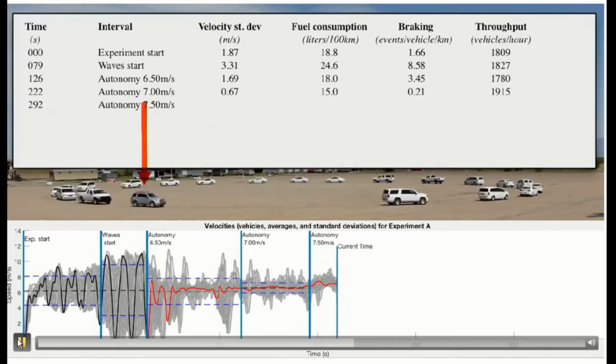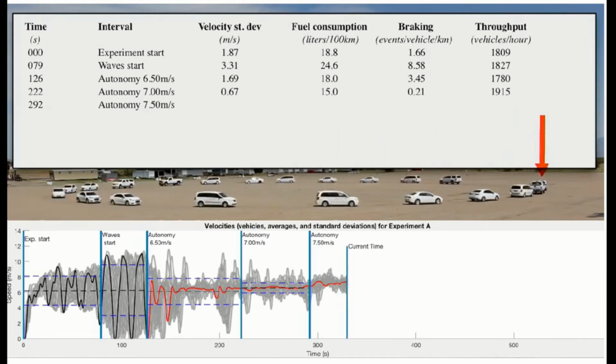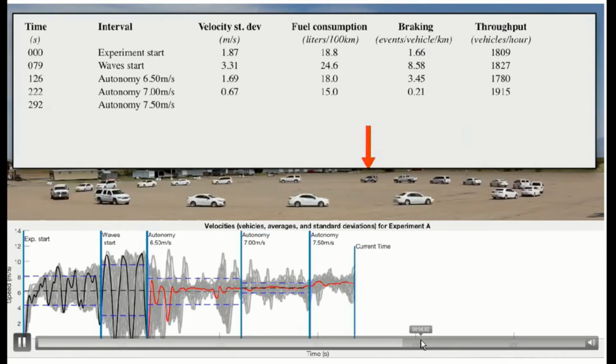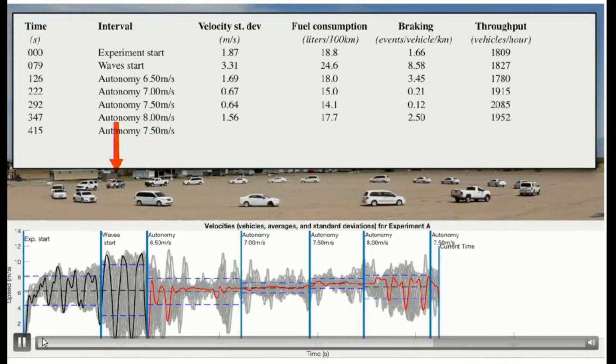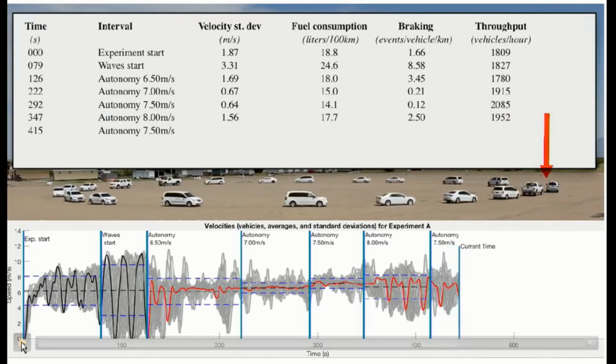Okay, corresponding to a different target velocity we were trying to reproduce. So let me run a little bit more. I will probably go here. This is the time of the experiment where we tried the different autonomy speeds. So you see here we were targeting 6.5 meters per second, and we were able to tame the oscillations.